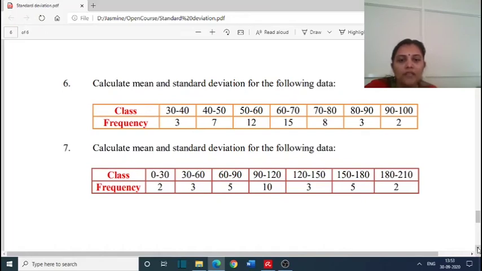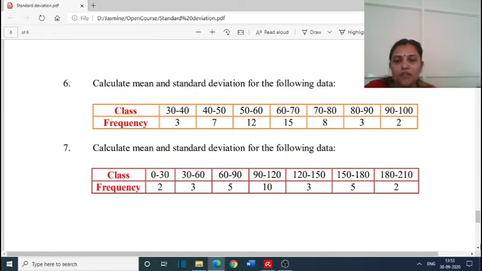And we could take this 65, the middle value, as the A. Then below 65, the value of u is 1, 2, 3, and for 65 the value of u is 0, and above 65 in the table, for 35 it is minus 3, minus 2, minus 1. And we could find sigma fu, sigma fu square, etc., and find the mean and standard deviation. Similarly, you could find the mean and standard deviation for the 7th problem.